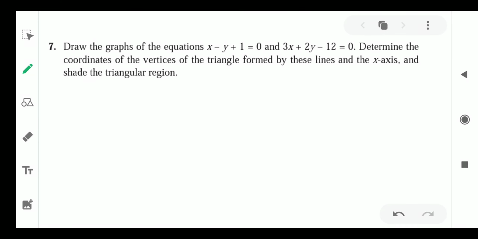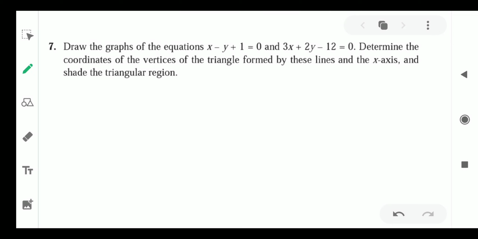Okay, so problem 7, exercise 3.2. Now draw the graphs of the equations x minus y plus 1 is 0 and 3x plus 2y minus 12 is 0. So there are two graphs again. These two equations will form a triangle when they cut each other and also cut the x-axis, he says. That means the triangle formed by these two lines and the x-axis.